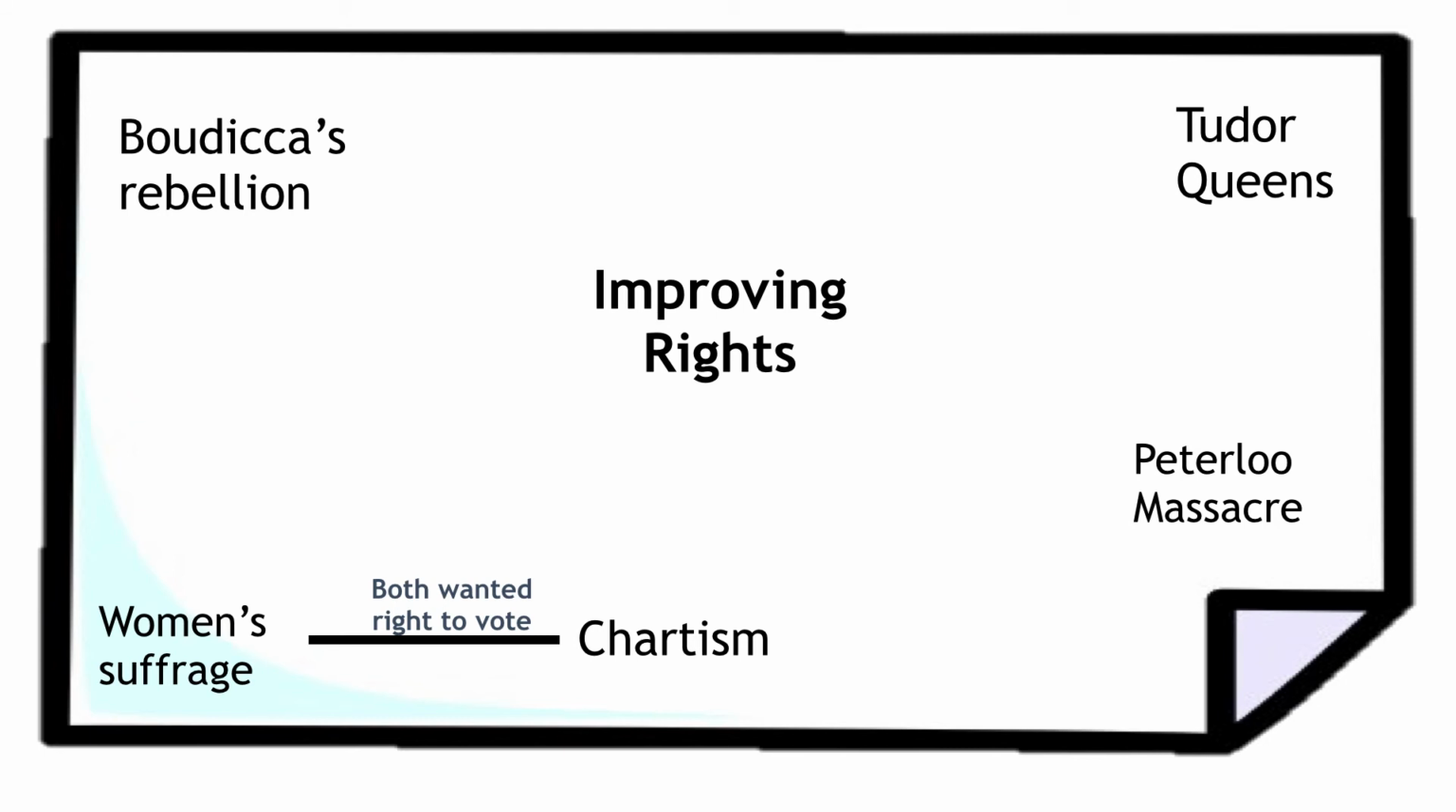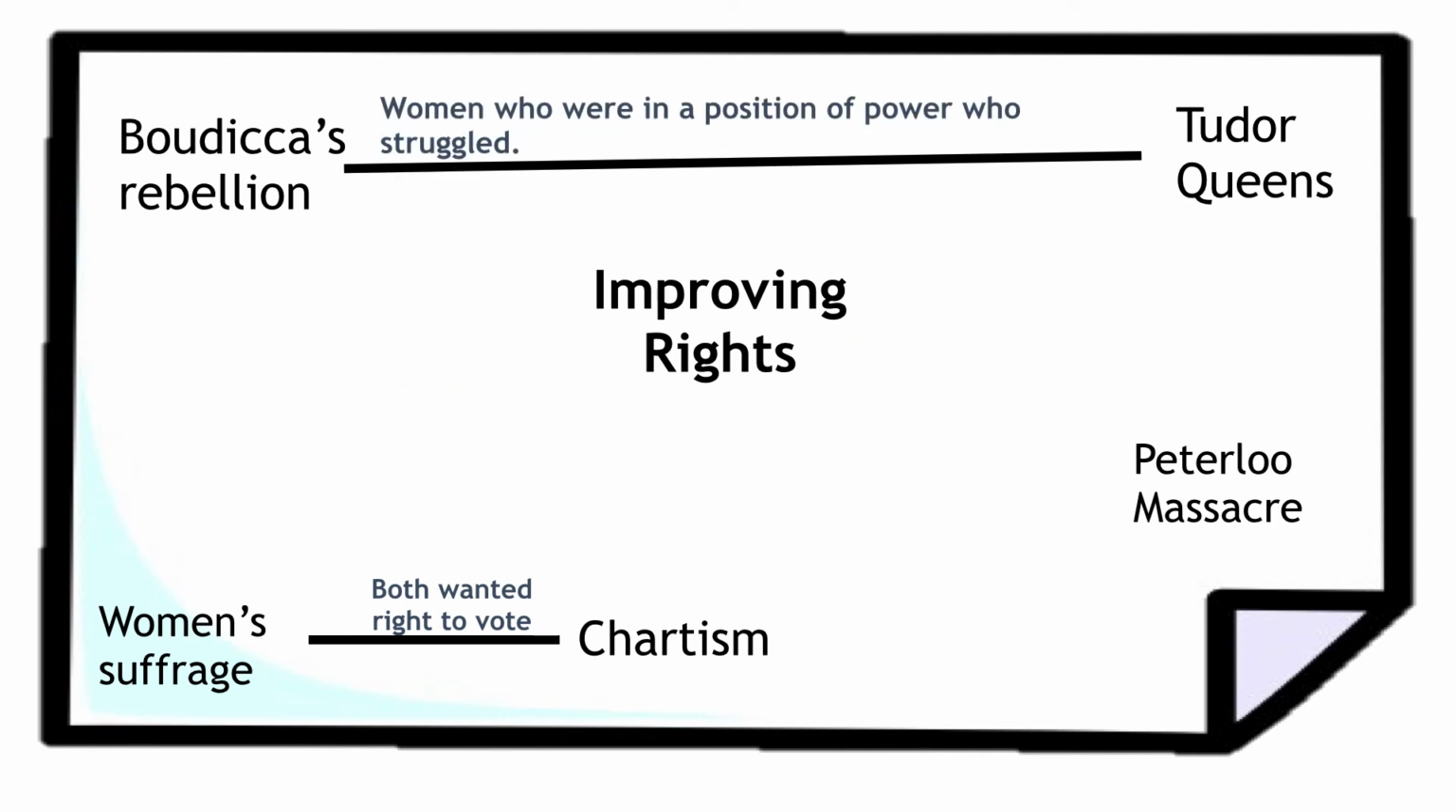there's a lot more that you can add, so I want you to think about what you've studied in the last few weeks and think about how you can make more links with that. Alternatively, you can also link women's suffrage to improving rights. So how did women's suffrage improve rights for women, or how did Chartism improve rights? Okay, the next one is Boudicca's Rebellion and looking at how that matches with Tudor Queens. So I've said it is women who were in positions of power who struggled, and you can take that further by looking at how they struggled, who they struggled against, what methods they used, etc.